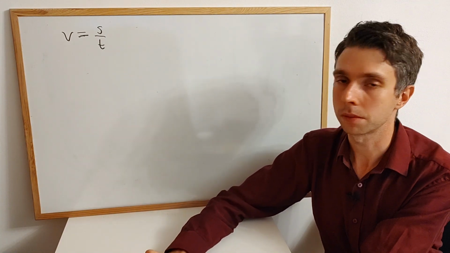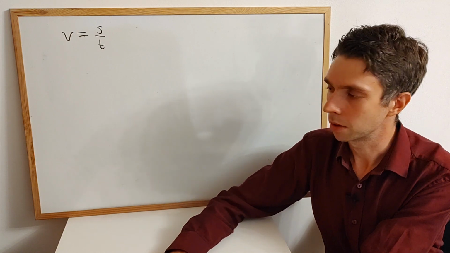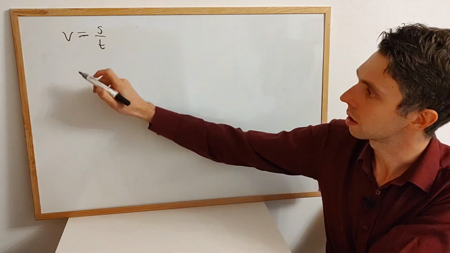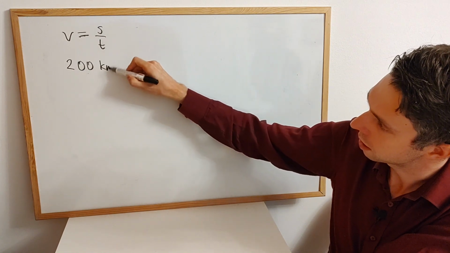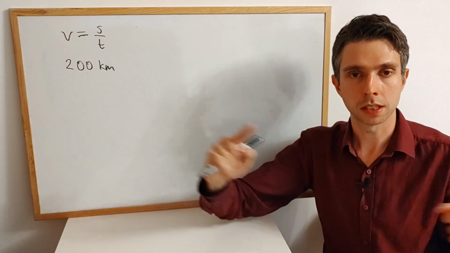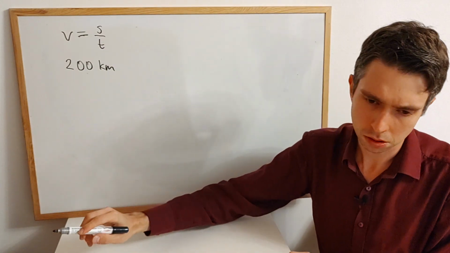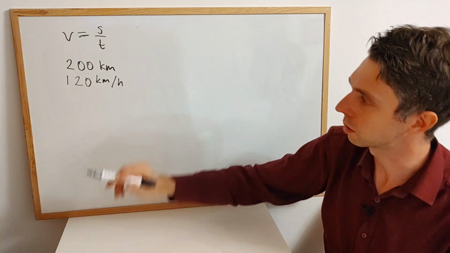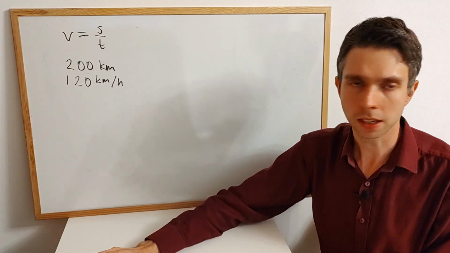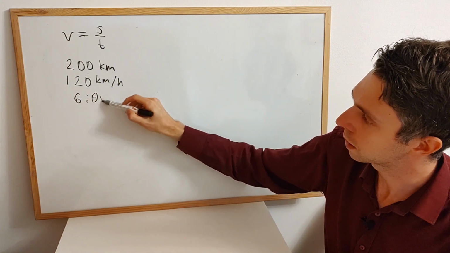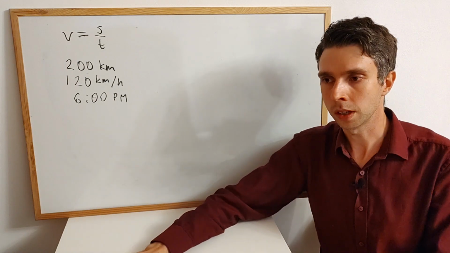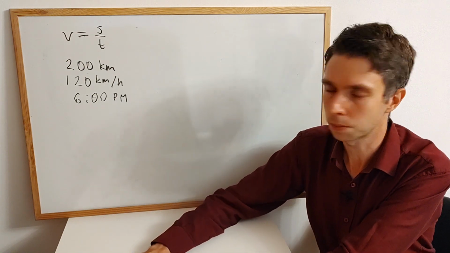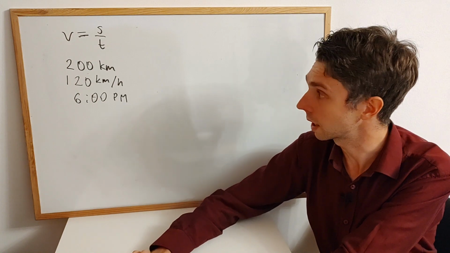Now, first problem to solve. So suppose you arranged a meeting with your friend in another city which is 200 kilometers away from your city, but there is a highway between the two cities, and so you estimate that you can drive with average speed 120 kilometers per hour, and the meeting is at 6 p.m. And the question is, what is the latest time when you should depart from your place to be at the meeting on time?